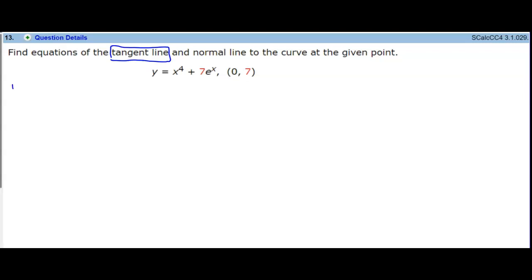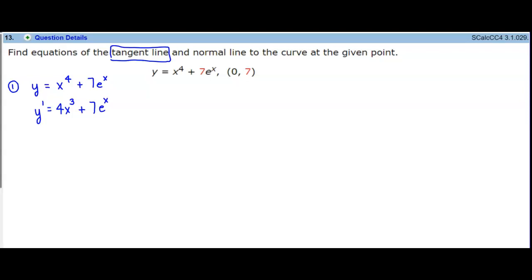So, to find the tangent line, we're going to take a look at this function, which is y equals x to the fourth plus 7e to the x. Okay, so now we want to take the derivative of this function. So to find the derivative, we get y prime. Well, this is 4 times x to the 4 minus 1, which is 3, plus the derivative with respect to x of e to the x, which is e to the x. So therefore, this represents the derivative of that function.